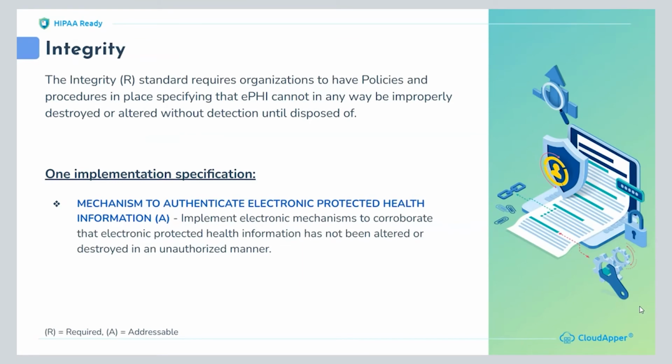Integrity. The integrity standard requires organizations to have policies and procedures in place specifying that EPHI cannot be in any way improperly destroyed or altered without detection until disposed of. There is one implementation specification: mechanism to authenticate electronic protected health information. Implement electronic mechanisms to corroborate that electronic protected health information has not been altered or destroyed in an unauthorized manner.